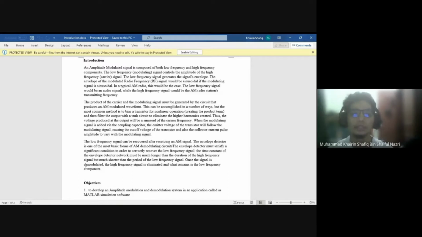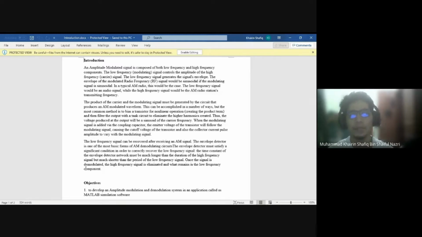Thus, the voltage produced at the output will be a sinusoid of the carrier frequency. When the modulating signal is added via the coupling capacitor, the emitter voltage of the transistor will follow the modulating signal, causing the cut-off voltage of the transistor and also the collector current pulse amplitude to vary with the modulating signal. The low frequency signal can be recovered after receiving an AM signal.